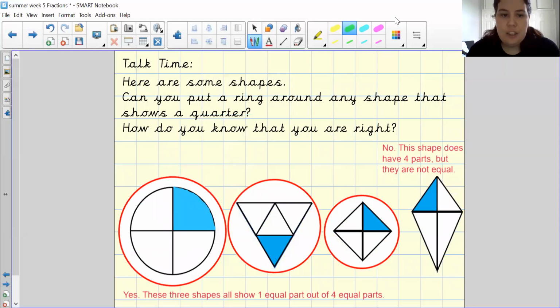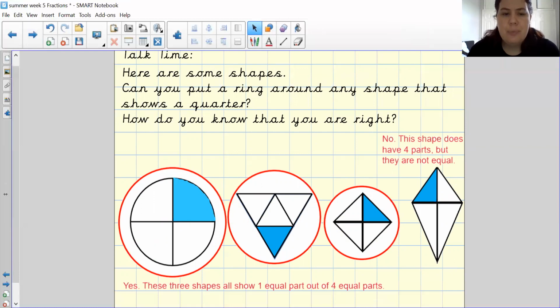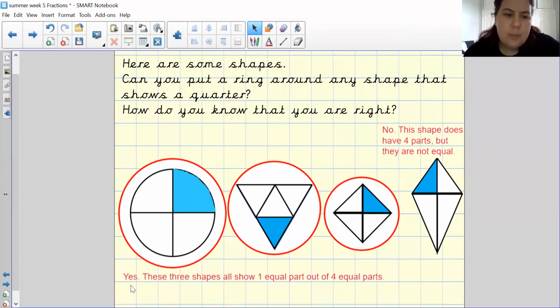So let's take a look. This time there's quite a few that are equal. So the first circle is cut into 4 pieces and each piece is equal. And I've shaded only one, which makes it a quarter. The triangle, 1, 2, 3, 4 pieces, which is also 4 triangles inside, and I've coloured one. And again, for the square at the end, I have 4 equal pieces and I shaded one.